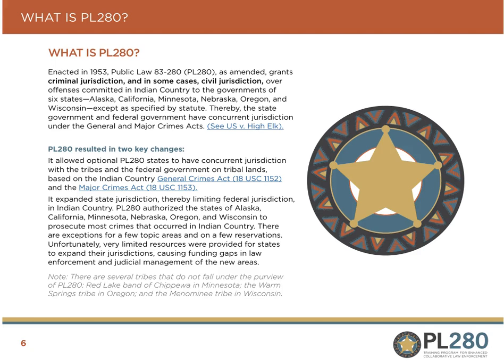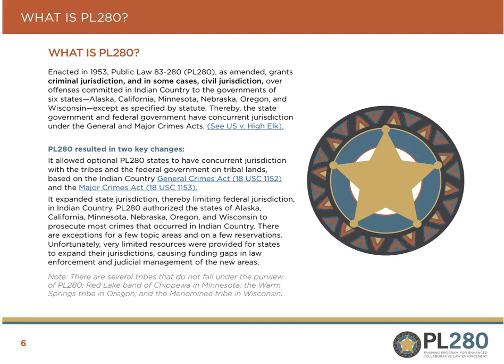PL280 has resulted in 2 key changes. It allowed states to have concurrent jurisdiction with the tribes and the federal government on tribal lands based on the Indian country General Crimes Act, and the Major Crimes Act. It expanded state jurisdiction, thereby limiting federal jurisdiction in Indian country.